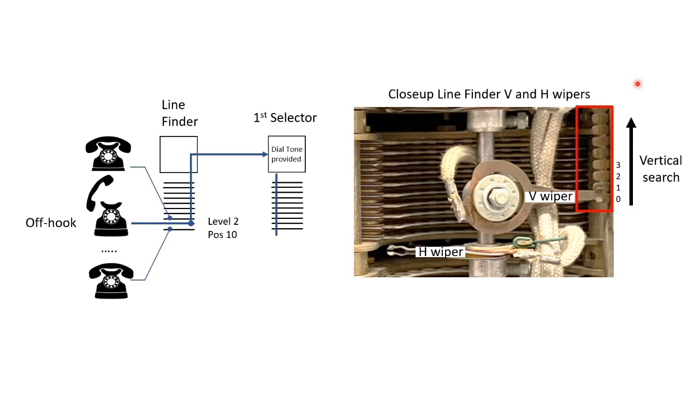First, it steps vertically. Vertical motion stops when this wiper detects a stop signal, say at level 2, on the vertical terminals. Next, it immediately starts horizontal searching, one step at a time. It stops rotary motion when this wiper detects a stop signal on a bank contact, say, at position 9. Each line finder is permanently connected to a first selector where dial tone is served. Let's see this in action.